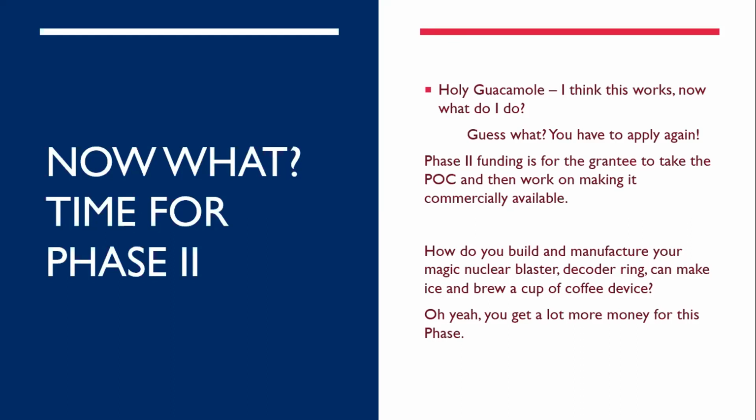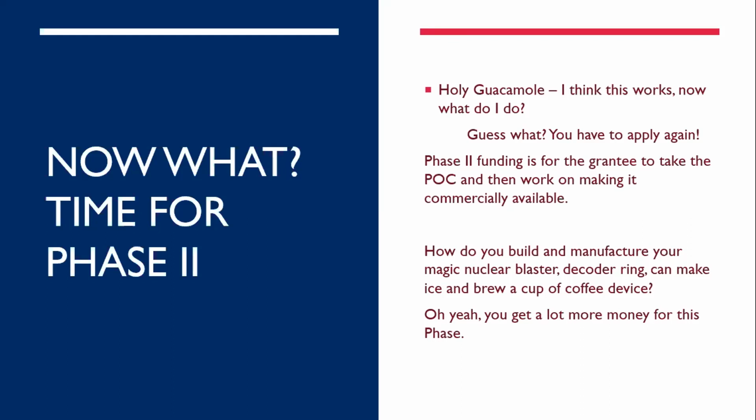I mean, in phase 2 is how do you build and manufacture your magic nuclear blaster decoding ring that can make ice and brew coffee at the same time. You've got to show how you can get your proof of concept in a phase 2 to commercially available to your clients. And the other thing about phase 2 is you get a lot more money with phase 2.